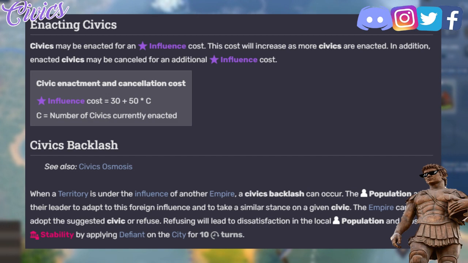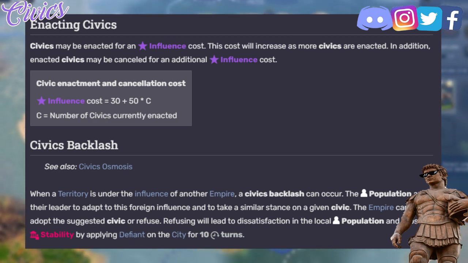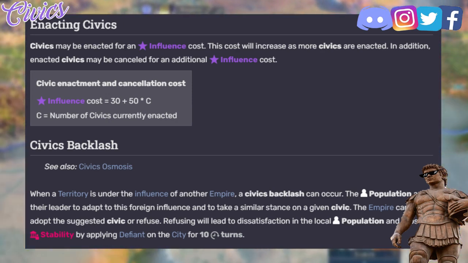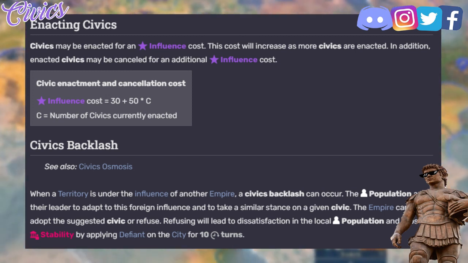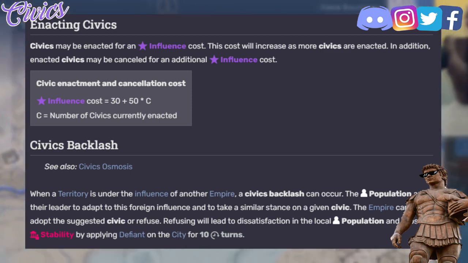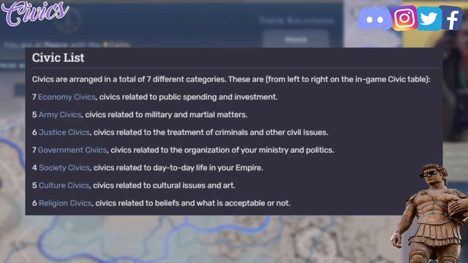Civics backlash. When a territory is under the influence of another empire, a civics backlash can occur. The population asks their leader to adapt to this foreign influence and to take a similar stance on a given civic. The empire can either adopt the suggested civic or refuse. Refusing will lead to dissatisfaction in the local population and the loss of stability by applying defiant on the city for 10 turns.